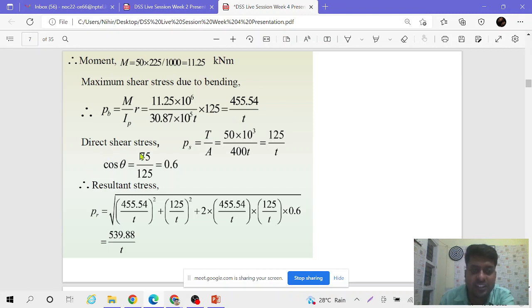After that, direct shear stress. Because of direct shear stress, it is P upon A, where the total area of the weld is 400 T. We have calculated it, so we are getting it like this. Cos theta is equal to base upon hypotenuse. Base is 75 and hypotenuse is 125, that is the value of R. So we are getting 0.6 as cos theta. Finally we are calculating resultant stress. Resultant stress is equal to root over PB square plus PS square plus 2 times PB PS cos theta. So this is the equation.